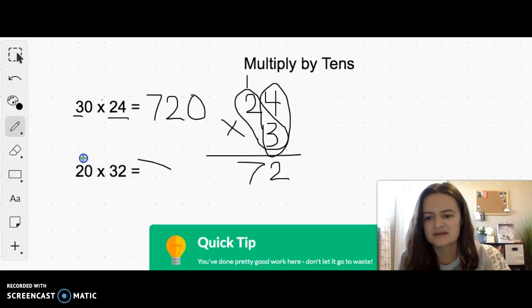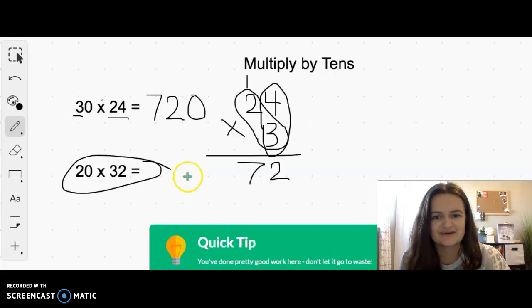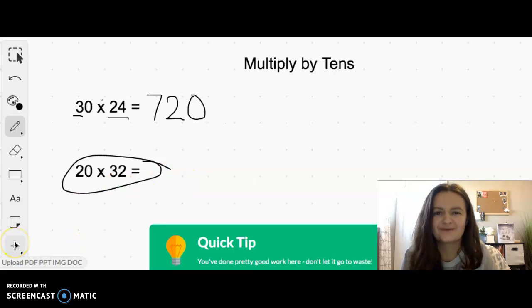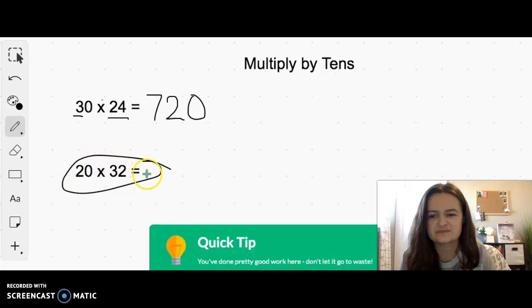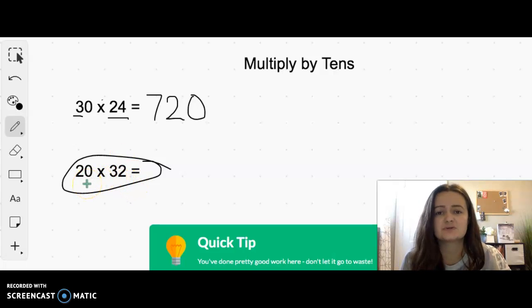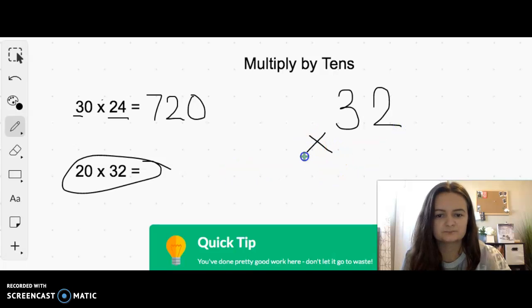I have 20 times 32. I'm going to work on right down here. 20 times 32. Let me erase this work just so we have more room to work with. Okay, much better. So I'm going to complete 20 times 32 using the same steps that I used up here for this equation. I don't know what 20 times 32 is, but I could say, I know what 32 times 2 is. I know I can multiply a 2-digit number by a 1-digit number. So what I'm going to do is take 32 and multiply it by 2.